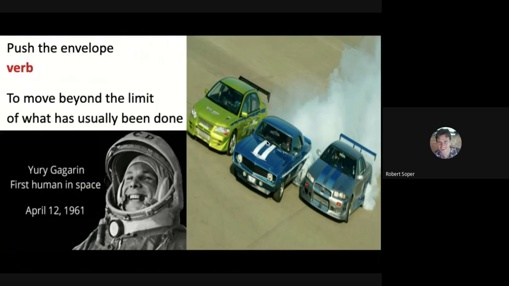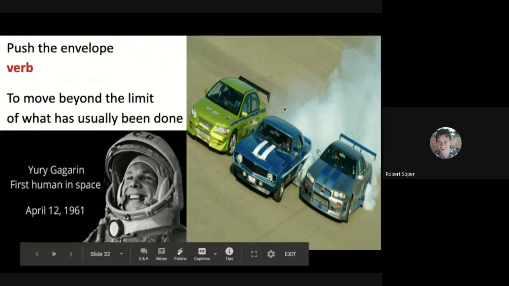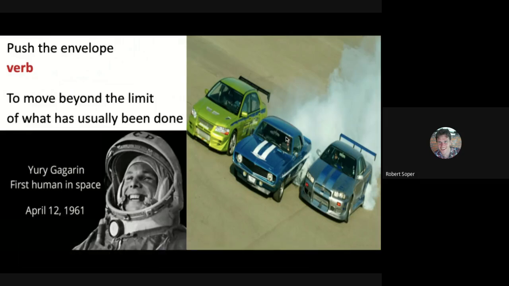If this race car driver in the middle wants to win the race, he might need to push the envelope. So go beyond the limit of what these other couple of cars are doing. So do more than what is usually done.